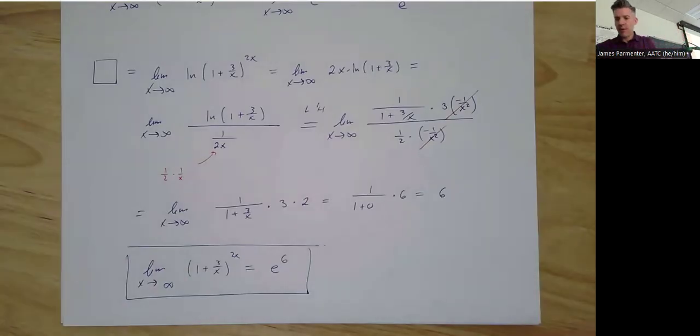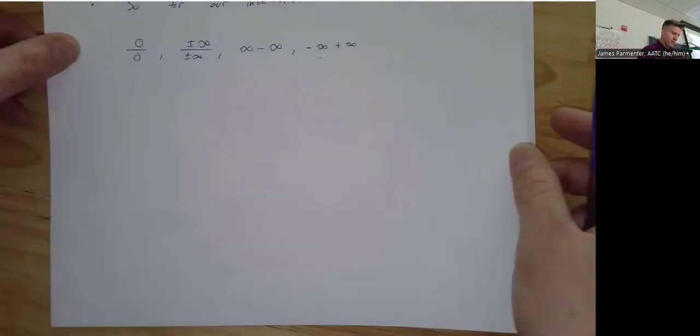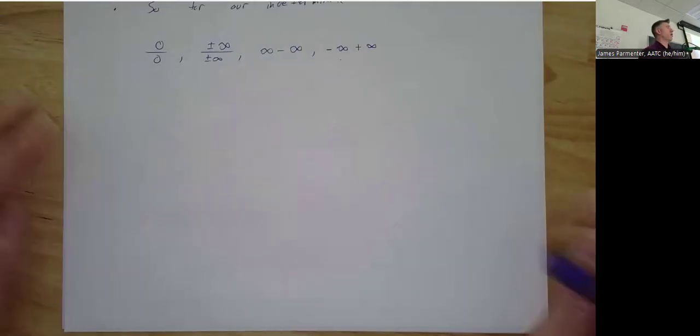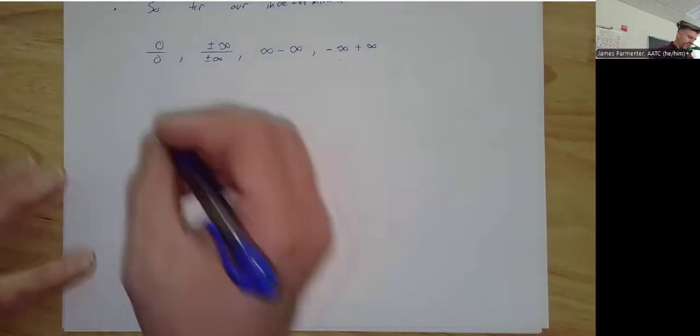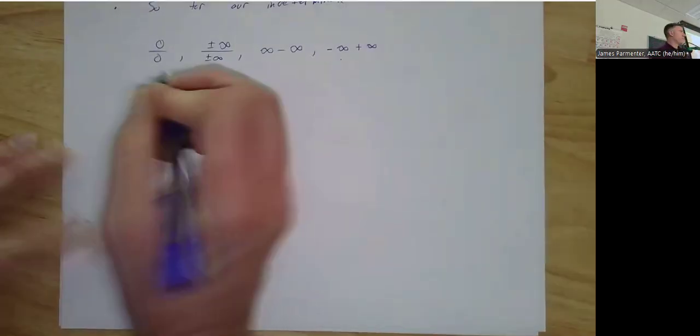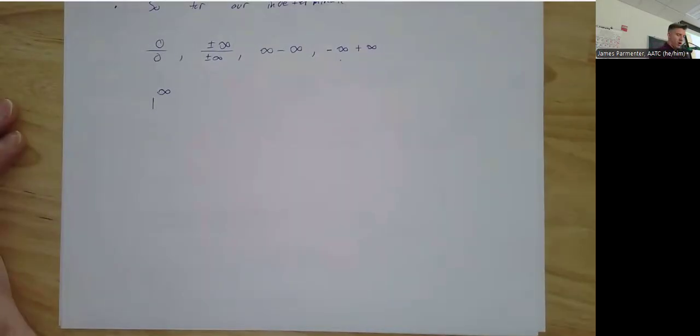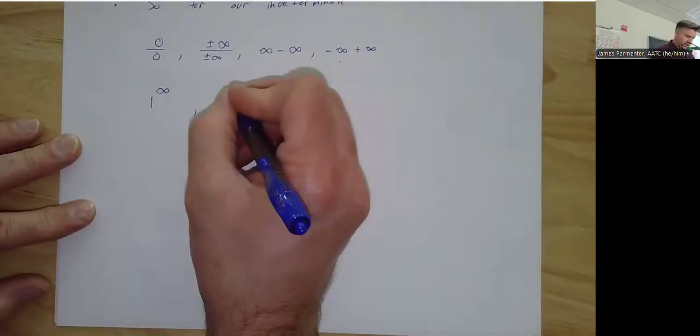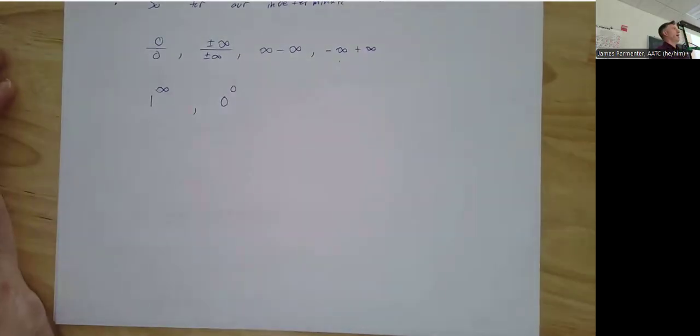So back to the list of exponential forms for just a second here. There we go. So there's 3 more exponential indeterminate forms. One of them is 1 to the infinity. The other 2 are 0 to the 0, and what's the other one? Infinity to the 0.